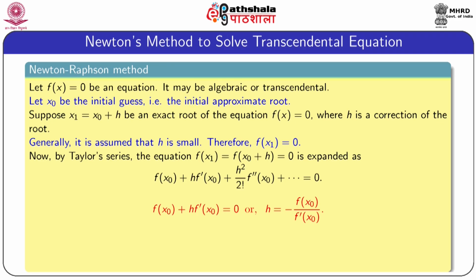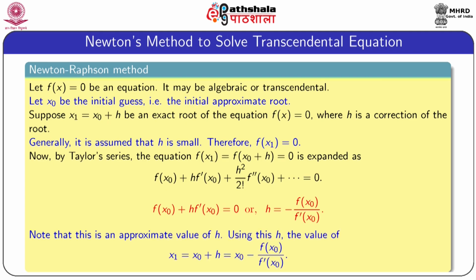So, this is the correction of errors, that means this is the expression for the error term h. Note that the value of h is an approximate value, not the exact value. Therefore, the first approximate value of x, which is x1, is equal to x0 + h = x0 - f(x0)/f'(x0). So, this is the first approximate value of the root of the equation f(x) = 0.